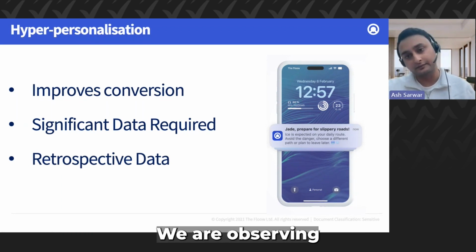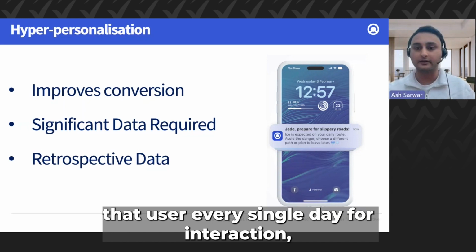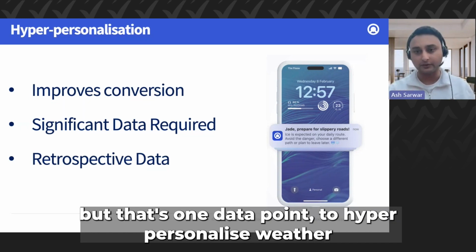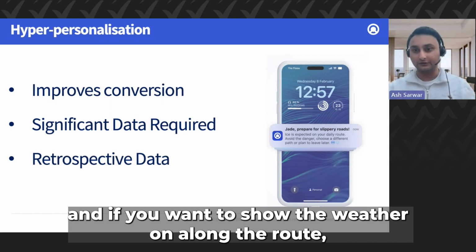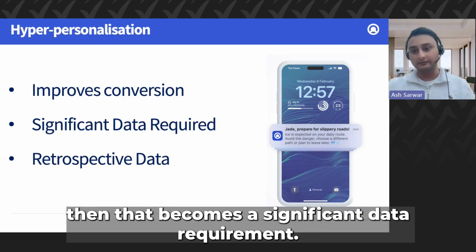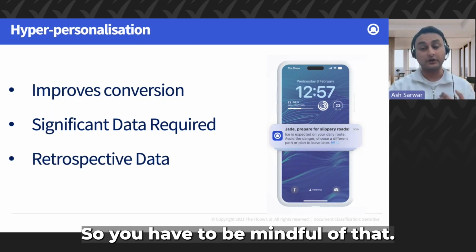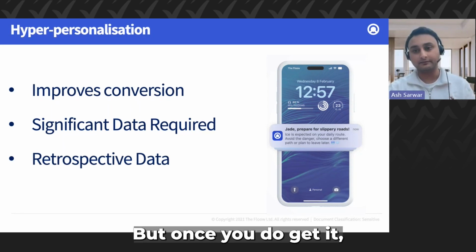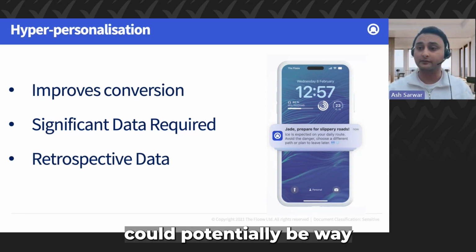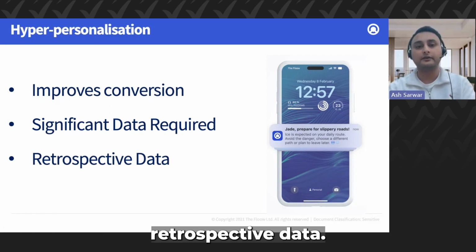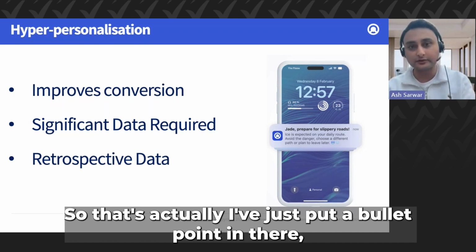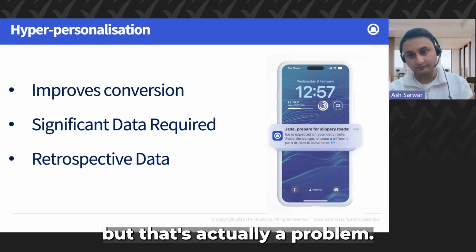So you can imagine, right? We are observing that user every single day for interaction, but that's one data point. To hyper-personalize weather, we look at car data, so where the car has been, and if you want to show the weather along the route, then that becomes a significant data requirement. So you have to be mindful of that. But once you do get it, the conversion rates could potentially be way greater than the cost of storing that data.